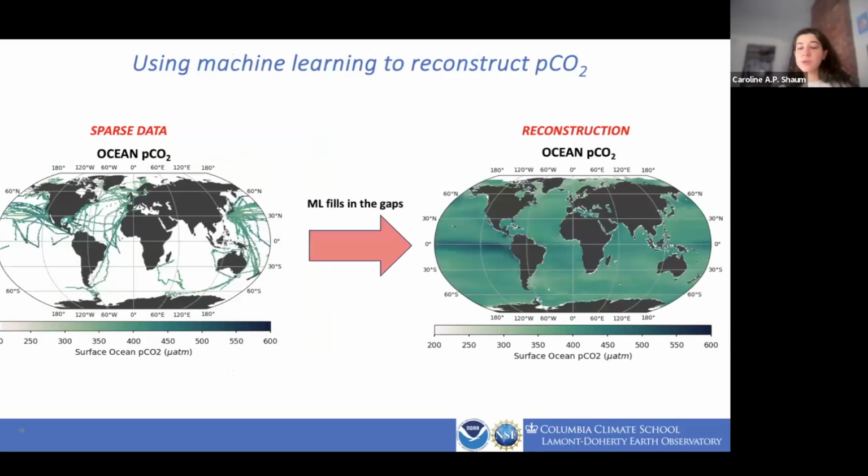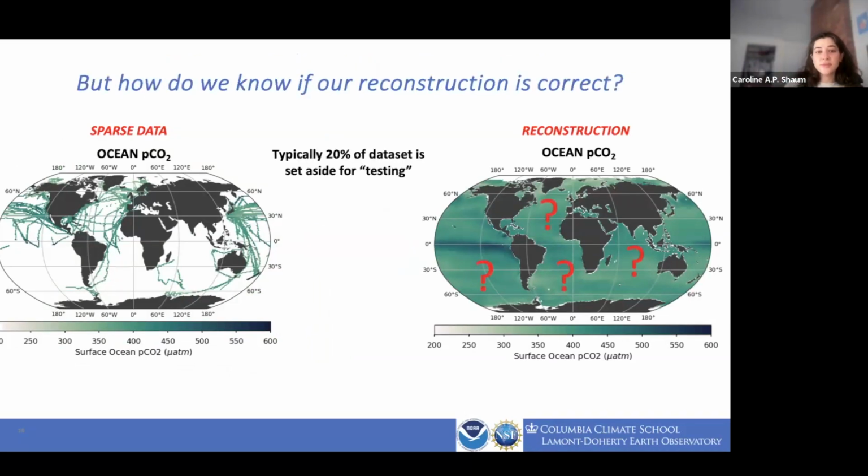So using this machine learning algorithm that we make, we're able to go from something on the left where we have very sparse data, and machine learning can fill in the gaps everywhere in space and time to give us some kind of reconstruction on the right, a full field view of what ocean pCO2 could look like. But a big question is, how do we know if this reconstruction that our machine learning makes is even correct?